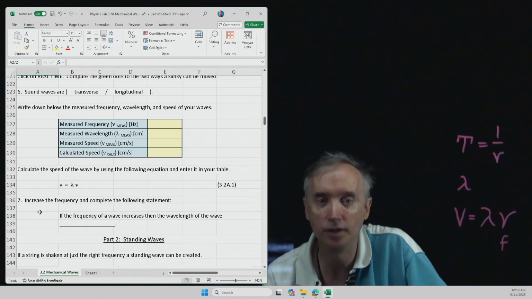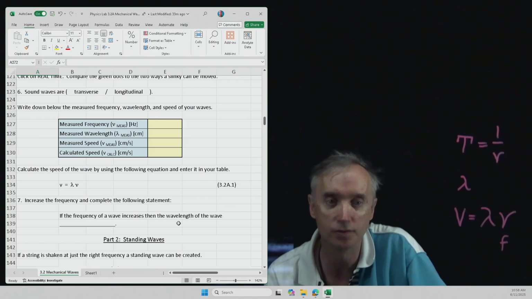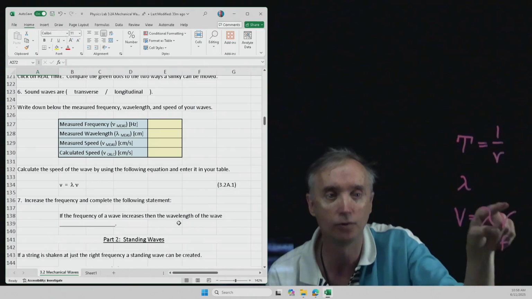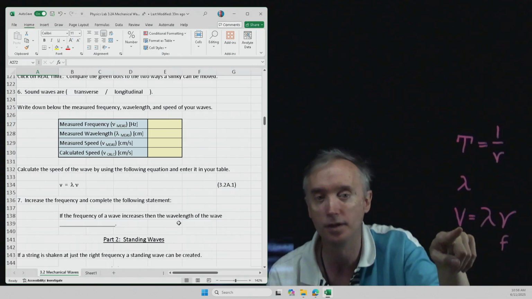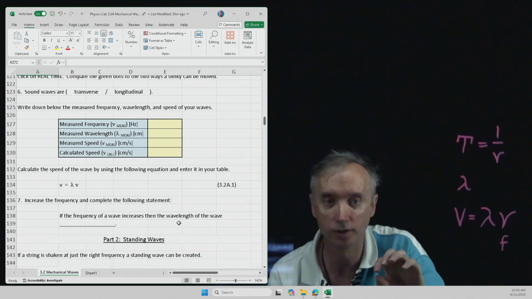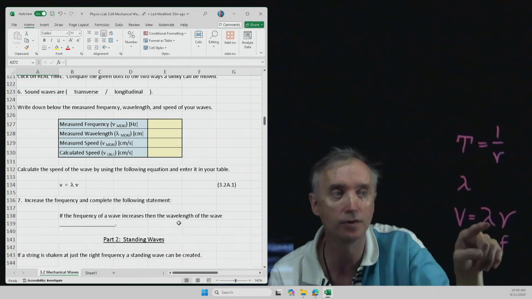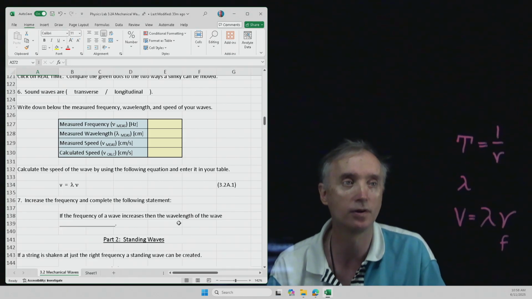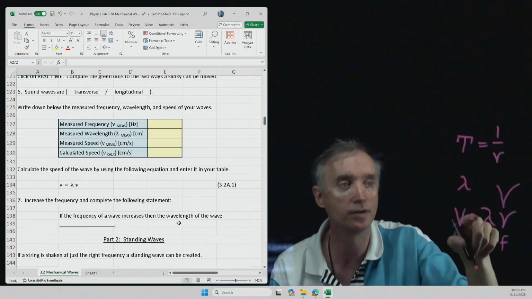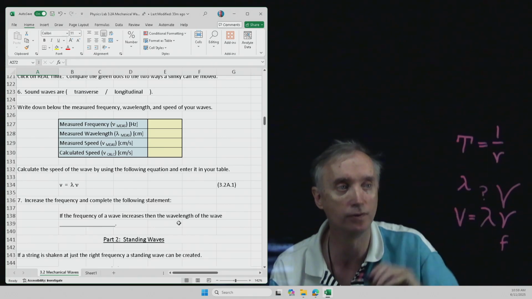Okay, now it says to increase the frequency and complete the following statement. So do this. If the frequency of a wave increases, then its wavelength does what? Now you should be able to predict that using this formula right here, because the speed is not changing. The speed of the wave is the same, and what we're going to do is we're going to increase the frequency.